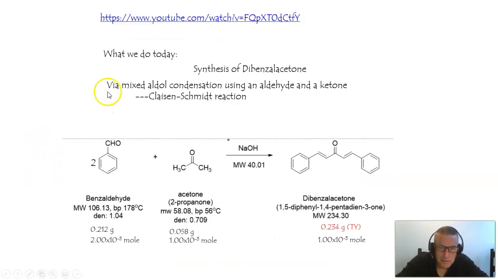And what we're going to do today is synthesize dibenzyl acetone. This is a mixed aldol condensation of benzaldehyde with acetone. This sometimes is known as the Claisen-Schmidt reaction. Let's analyze this thing and see how this plus this can turn into this.